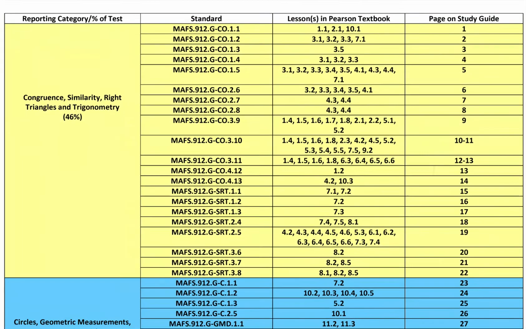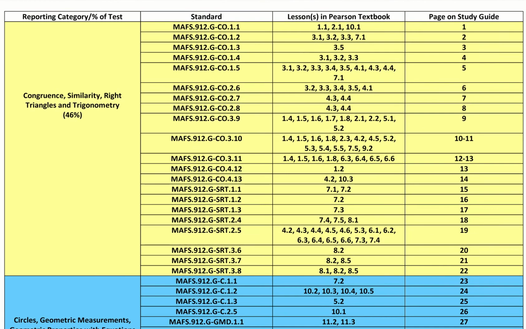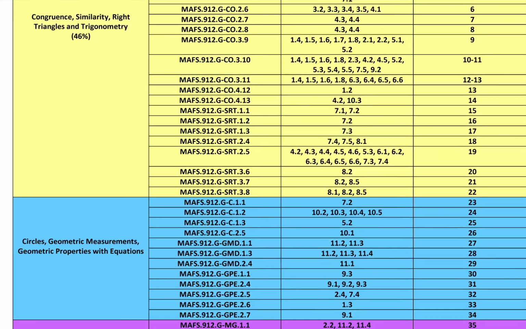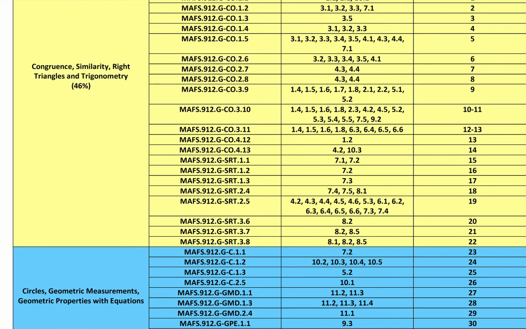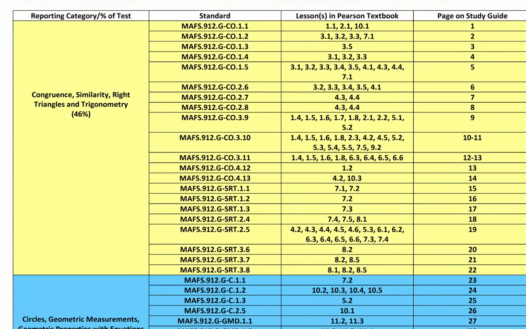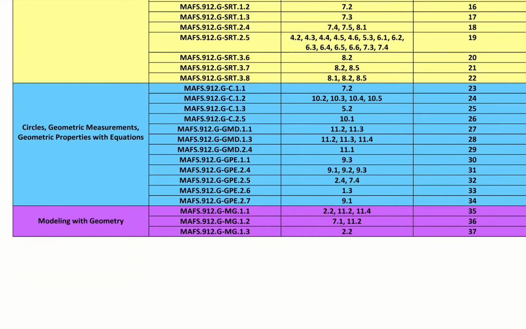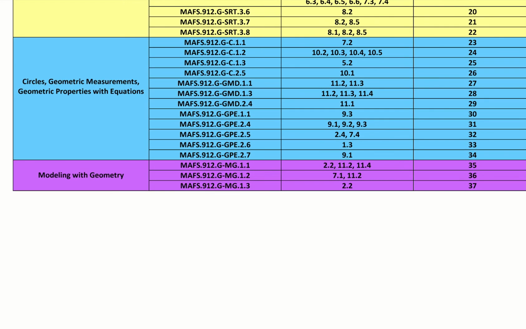Now for this review guide, if you have the Pearson textbook, all the lessons are labeled on there so that you can see which lesson corresponds to which standard. There are a lot of standards here, at least 30 it seems, and they're broken down by percentage as far as relevancy to the EOC. Most of the standards are in yellow, 46%: congruence, similarity, right triangles, and trig. The second most is circles and measurements, and then there's a little bit of modeling with geometry.